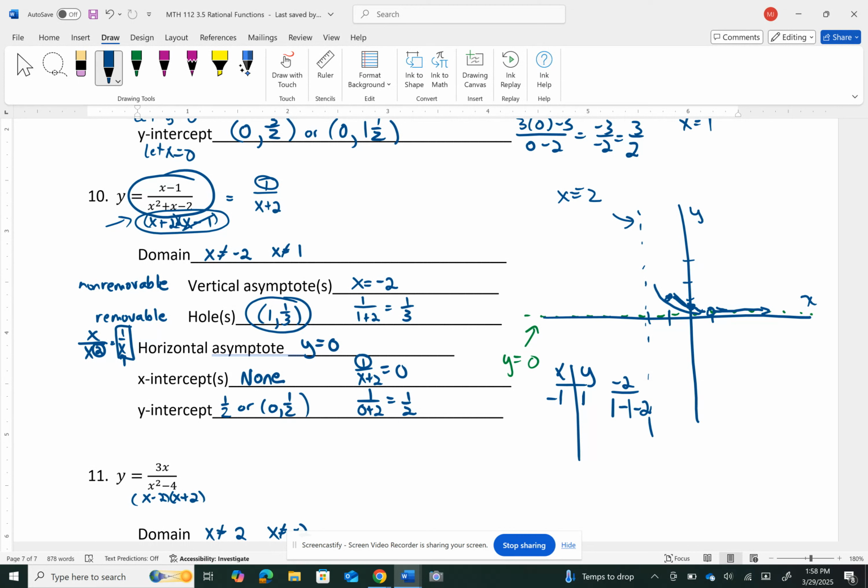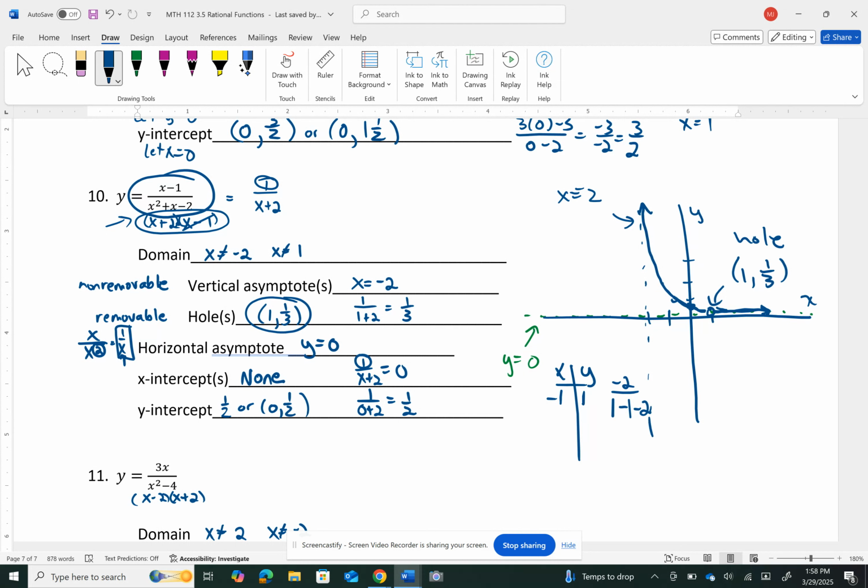It's hard to draw because it's weird how my computer is set up right now. But it's going to get closer and closer and closer to that asymptote. And it's coming down here and getting closer and closer to the x-axis, just never crossing it. And here I have a hole at 1/3.